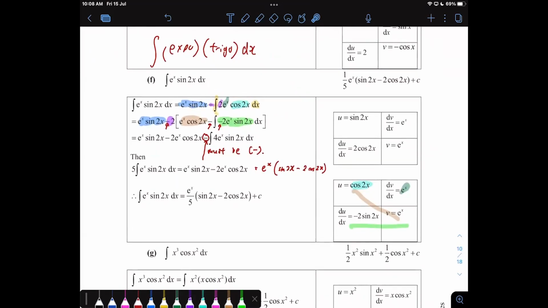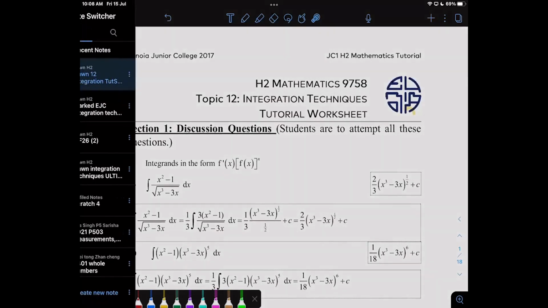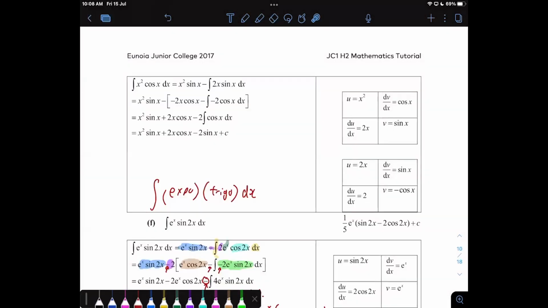You should try the question again. All those that you got wrong, you must redo. Redo until you get it right. Let me know if you have any questions. Okay, part F done.